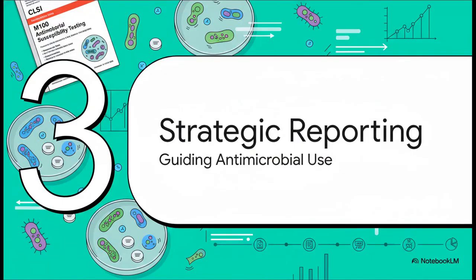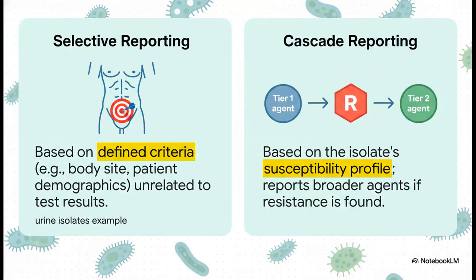So we have our interpretation, but how we report that information is just as critical. The M100 standards are really designed to use reporting as a tool to guide smart antimicrobial use. There are two key strategies for this. You have selective reporting, which is based on static criteria. A classic example is only reporting nitrofurantoin for urine isolates. Then there's cascade reporting, which is dynamic. It's based on the organism's actual results, only revealing broader drugs when the narrower ones won't work.